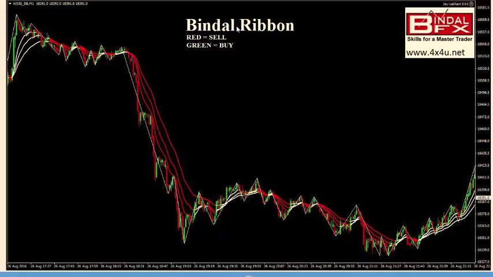So let's have a look at each individual indicator. Here we have Bindal Ribbon, simple. When we have all red, we are basically looking to sell, and when it is green, or in my case white, we're looking to buy.